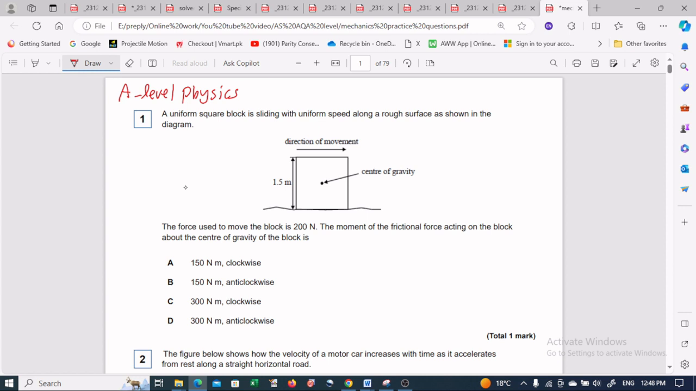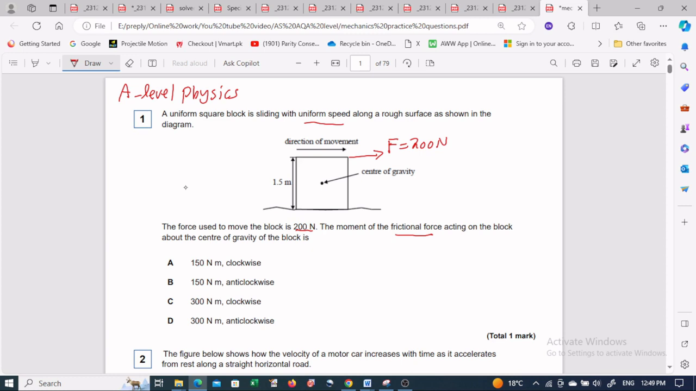Here there is a block that the force acts on, and this block moves towards the right side with uniform speed, and the force used to move the block is 200 newton. The force that acts on the right side is equal to 200 newton. We have to find the moment of frictional force acting on the block about the center of gravity.